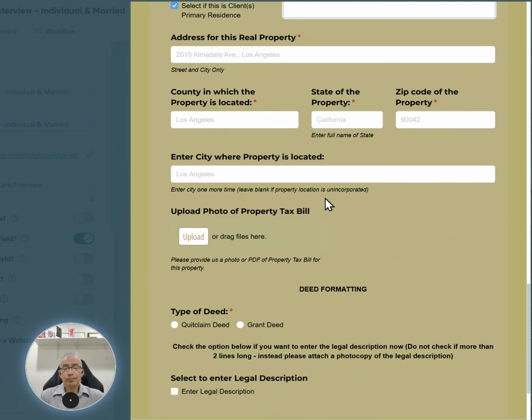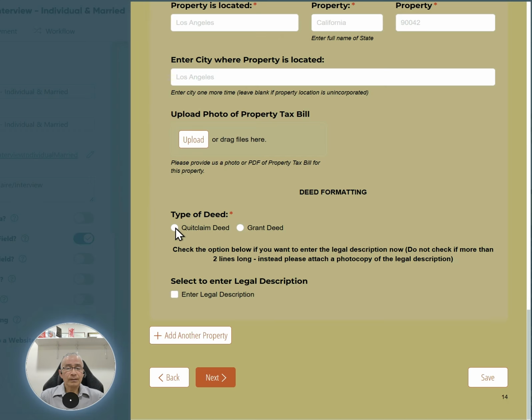Just for this purpose, always select quitclaim deed. Don't worry about grant deed. We don't do grant deeds to transfer the property. I mean, you can, either one is fine. But in this case, a quitclaim deed to the trust is more than sufficient, where the couple will be quitclaiming the property to their living trust with them still appearing as owners, but as trustees of the trust.